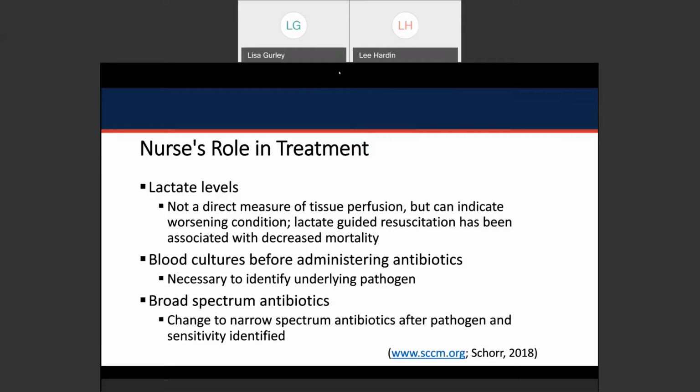According to the Hour 1 bundle, the nurse should measure lactate levels and remeasure if the first result is greater than 2 millimoles per liter. This is included in a variety of sepsis assessment tools. An elevated serum lactate can be a manifestation of organ hypoperfusion in the presence or absence of hypotension and is an important component of the initial evaluation.